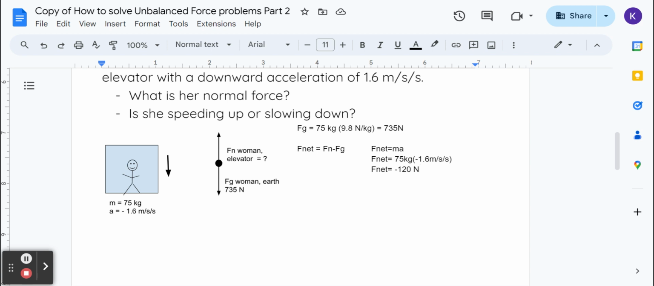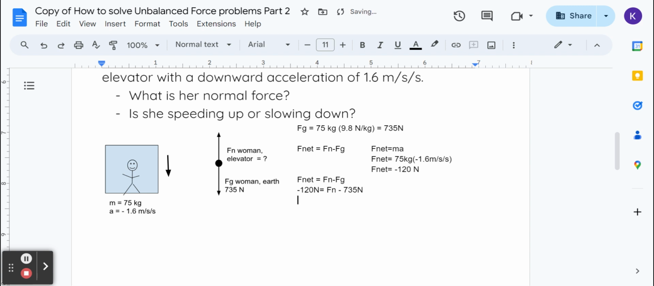Now I'm not done. That's not my normal force. That's my net force. Now I'm going to use my net force to solve for the normal force. I'm going to recopy this down here. This is where I go back to my up minus down equation. And I'm going to say, guess what? Now I know the net force. I don't know the normal force. I do know the force of gravity.